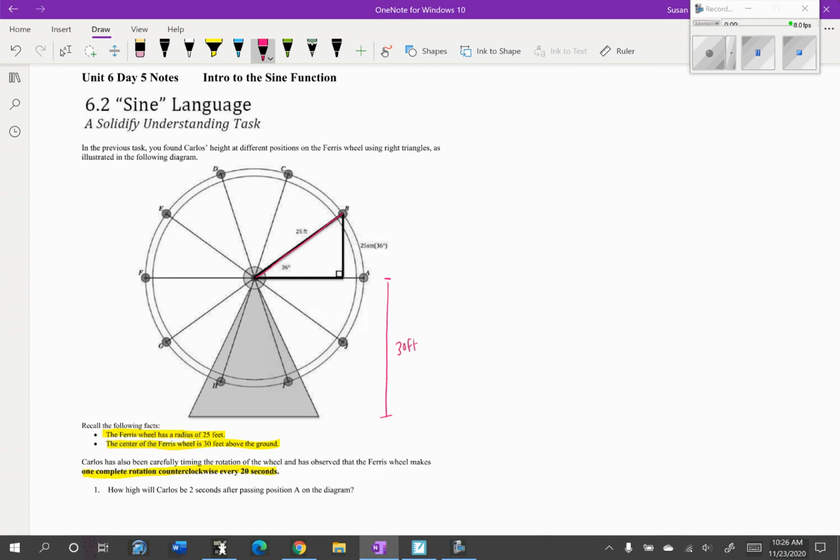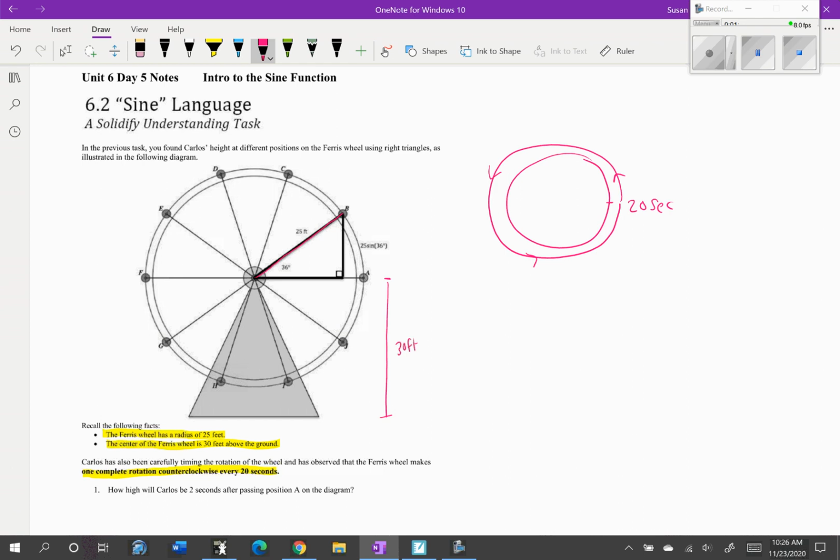Carlos has been carefully timing the rotation of the wheel and has observed that the Ferris wheel makes one complete rotation counterclockwise every 20 seconds. That means one time to go all the way around the circle. If I draw another circle over here, and we start here, all the way around is going to take us 20 seconds, going counterclockwise, which would be this direction.